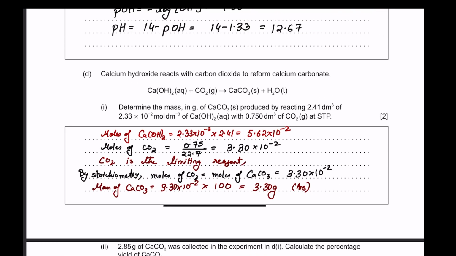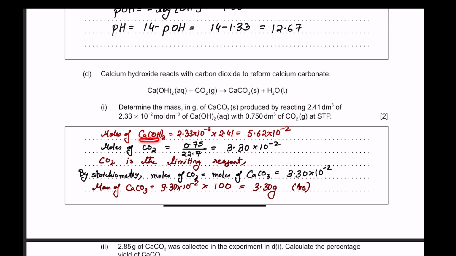Moving on to part D. Here, calcium hydroxide reacts with carbon dioxide to form calcium carbonate, and water is our byproduct. We have to determine the mass of calcium carbonate produced by reacting 2.4 dm³ of 2.33 × 10⁻² mol per dm³ calcium hydroxide with 0.75 dm³ of CO2 at STP. See, calcium hydroxide and CO2 are in a 1:1 ratio. So between both of them, the one with the lesser amount of moles will be our limiting reagent.